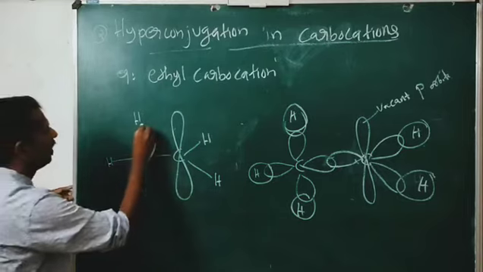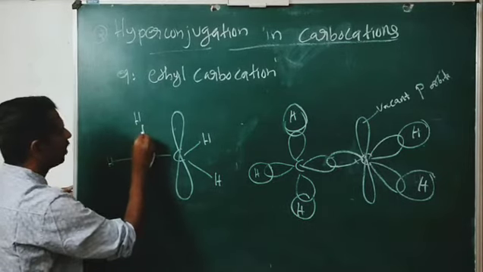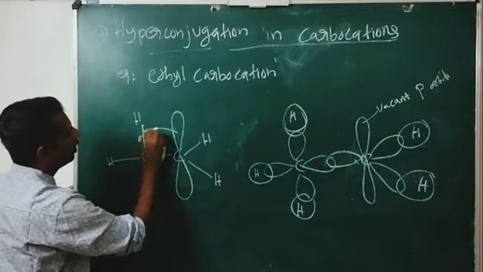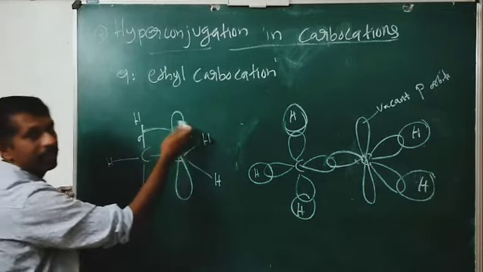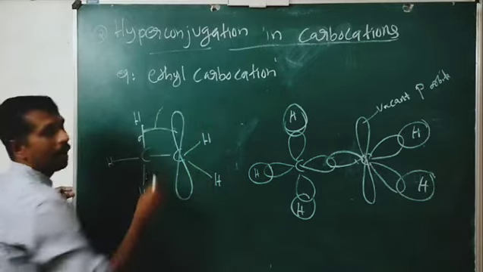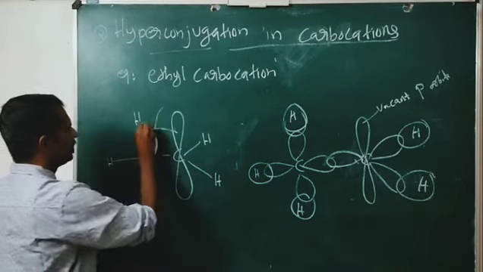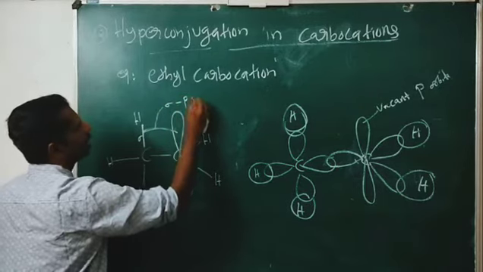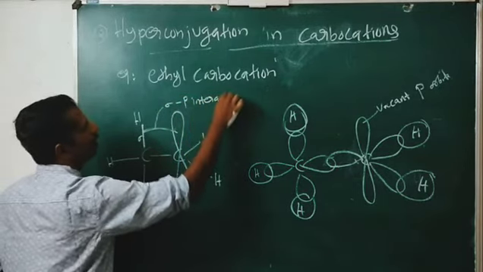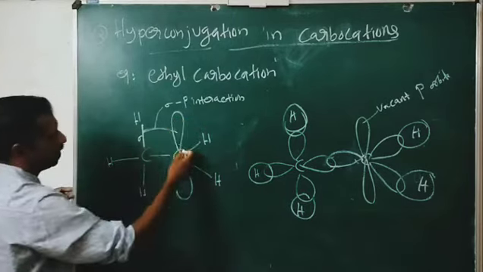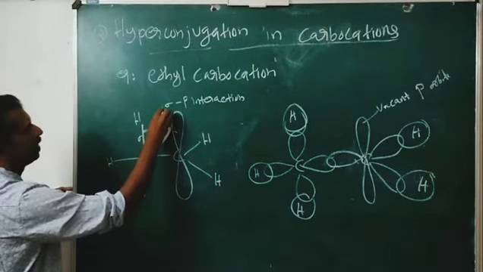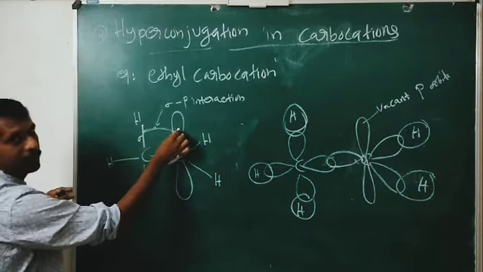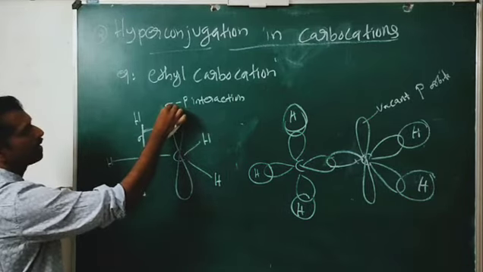Then what will happen? This sigma bond will interact with the vacant p orbital. So what type of hyperconjugation is this? This is sigma p interaction. This is a vacant p orbital, and this is a sigma bond. This will interact together. So what type of interaction is here?